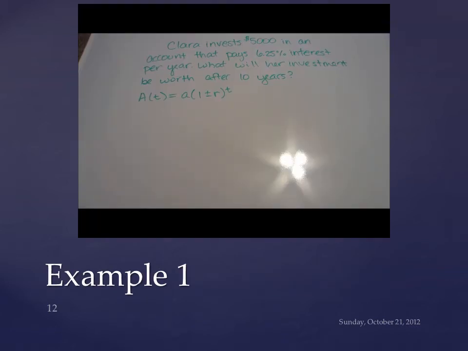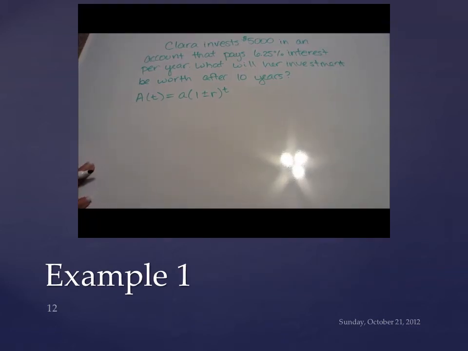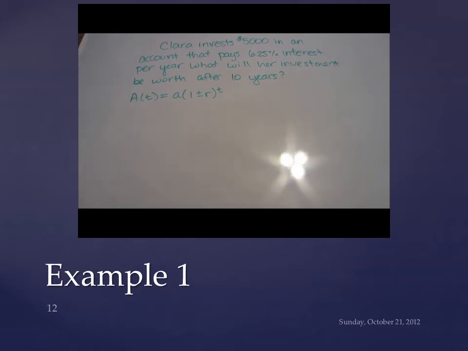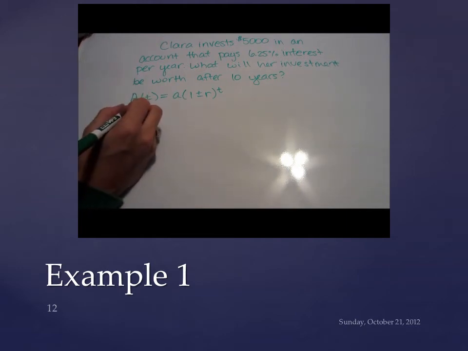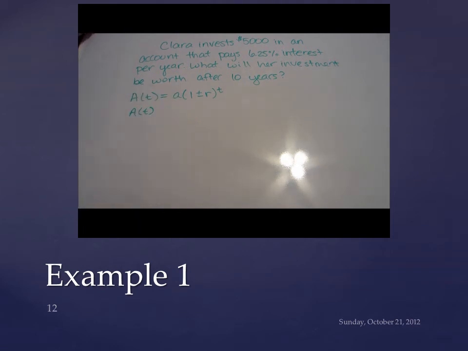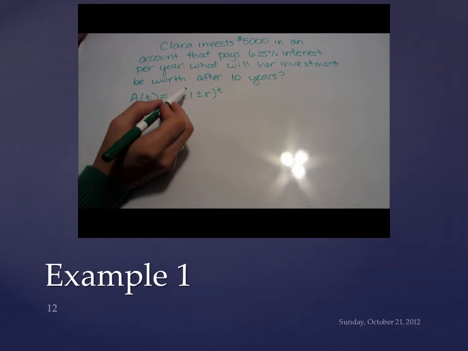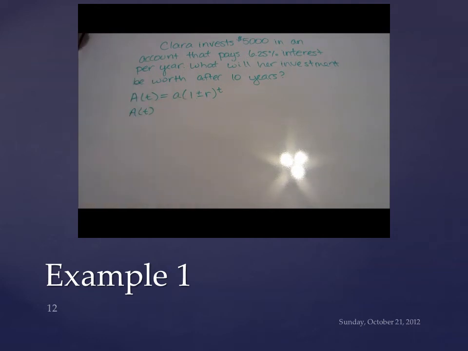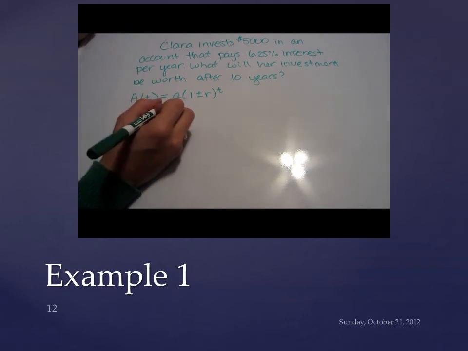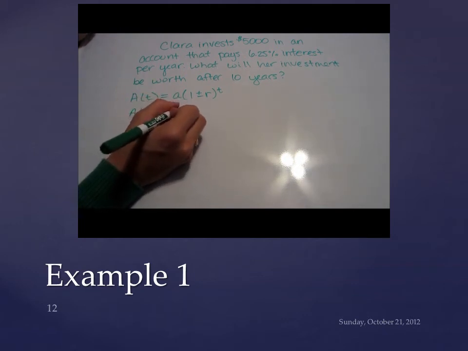For our first word problem, we have Clara investing $5,000 in an account that pays 6.25% interest per year. What will her investment be worth after 10 years? Our equation for A of t is equal to A, which was the initial amount, times 1 plus or minus the rate, to the t, which is time. So we have our initial amount is 5,000, so that goes in for A.